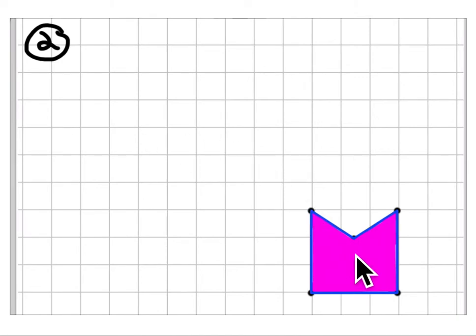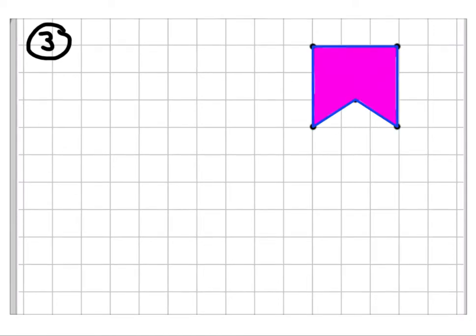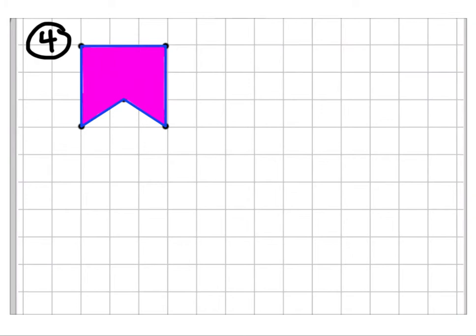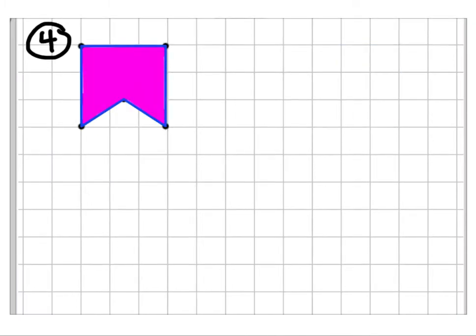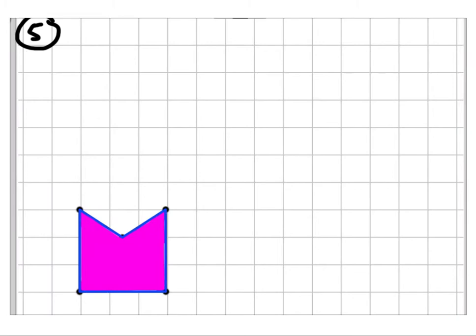So if you take this image and you rotate it 180 degrees, counterclockwise, actually go either direction, either clockwise or counterclockwise, it will end up here. And I'm going to show you that in a few moments. 3 to 4 is a translation, or it could also be a reflection. And 4 to 5 is a reflection, and that one can also be a rotation.